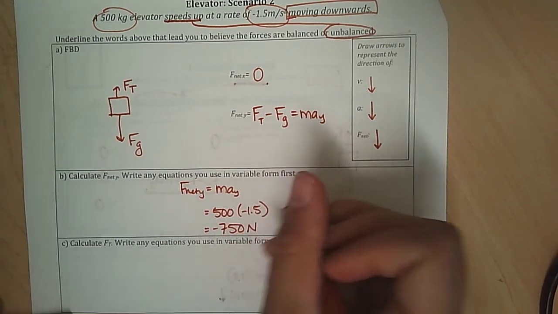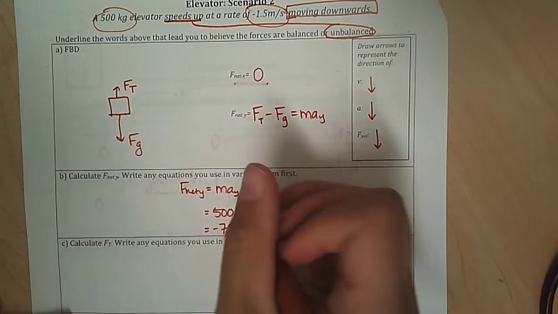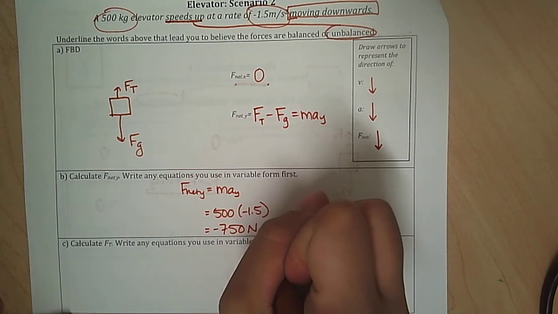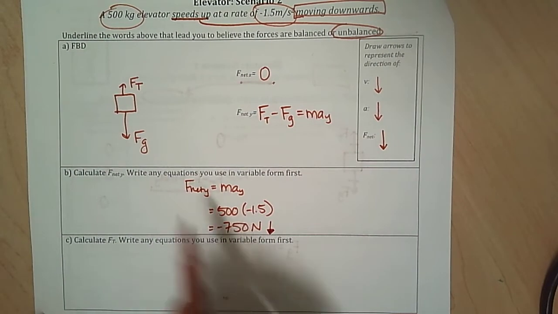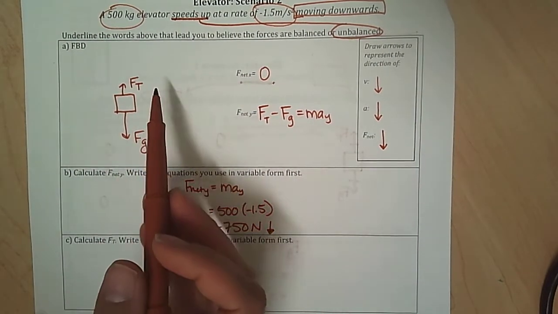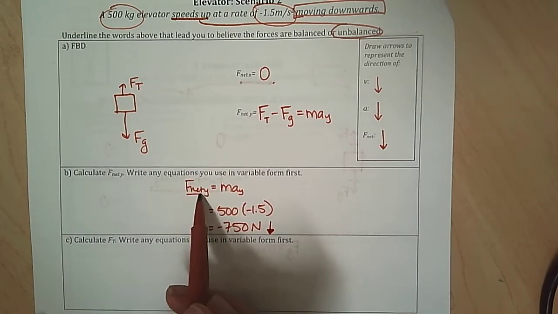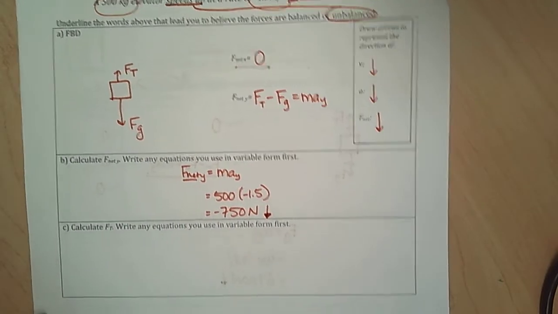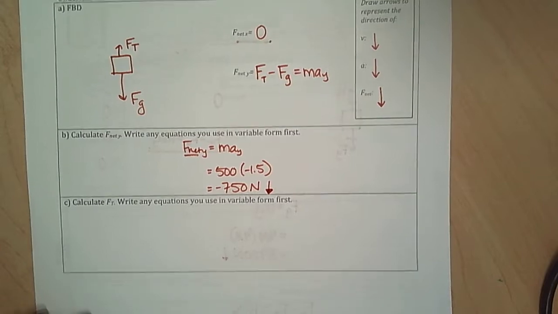And we want to say which way is the net force. Well, looking up here, the net force is down. So this negative 750 wouldn't go on your diagram. It's not Ft, it's the net force. So now part C wants us to solve for Ft.